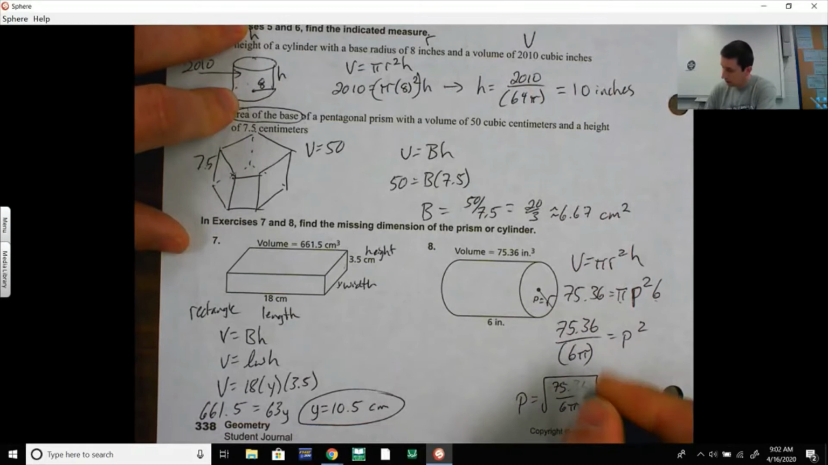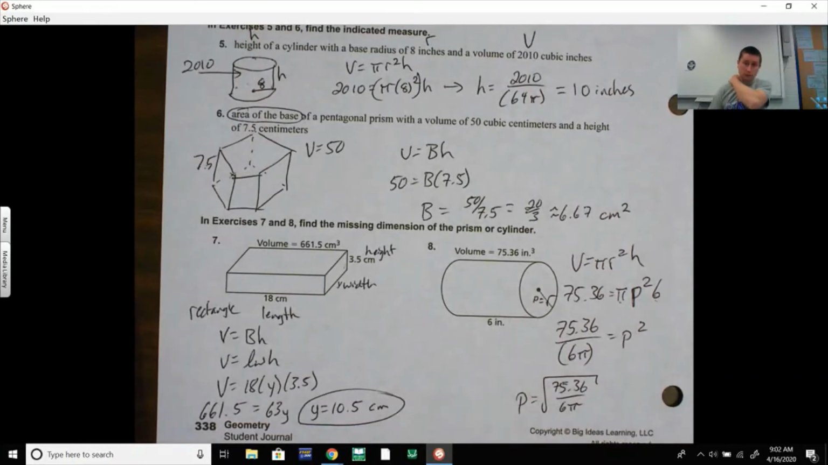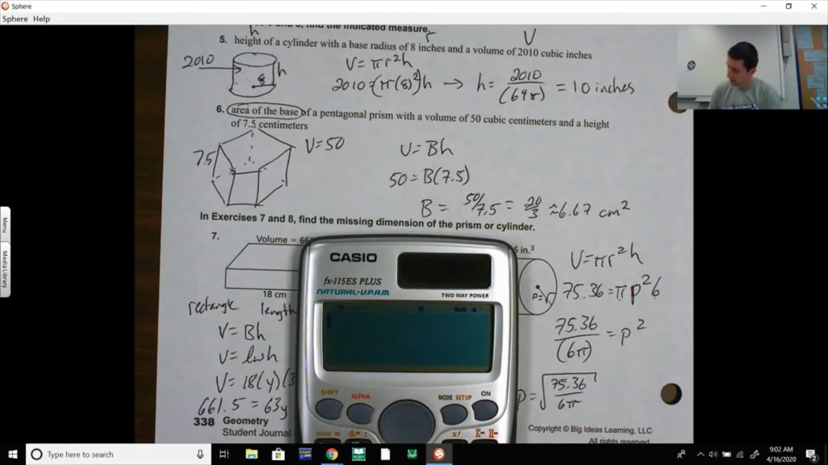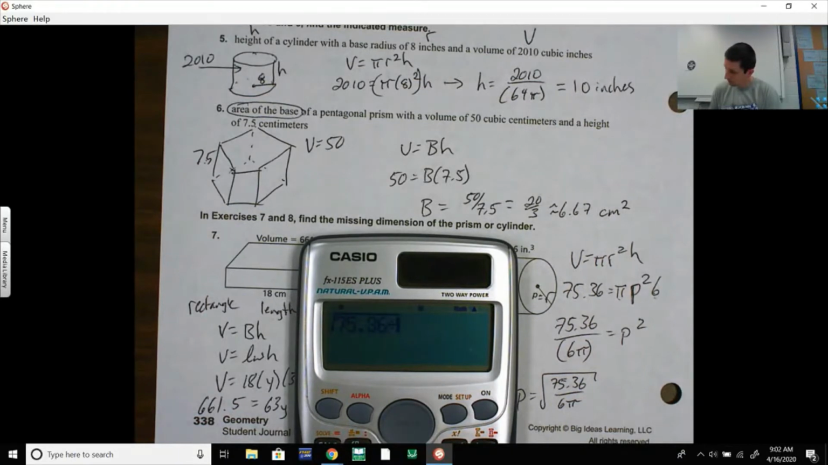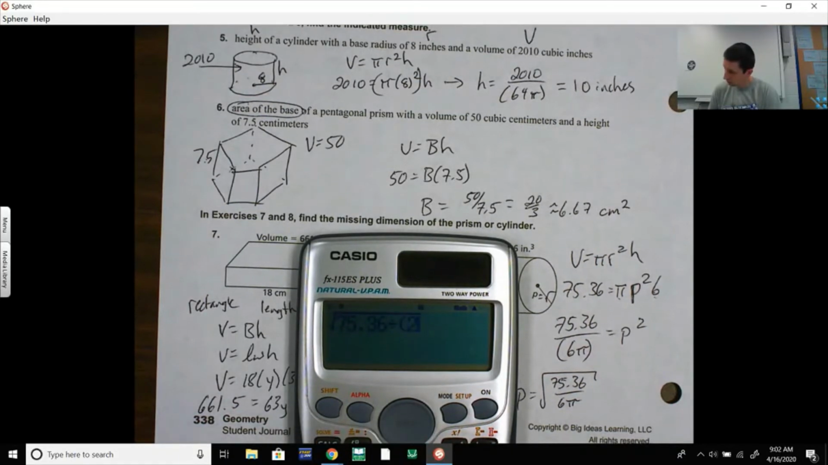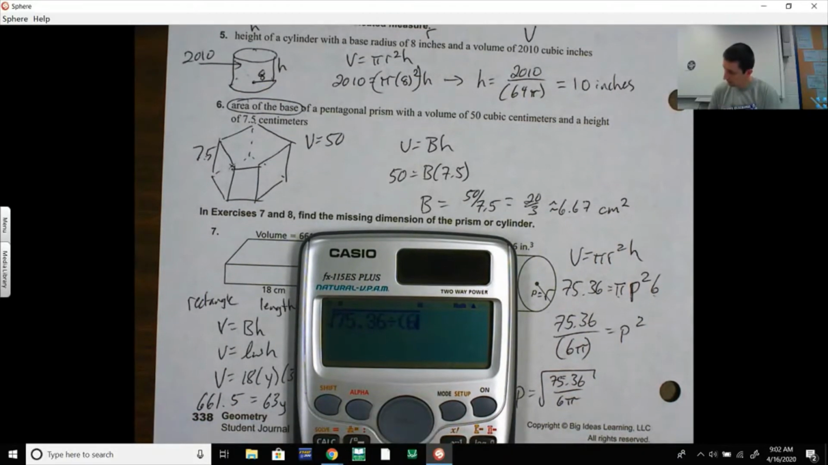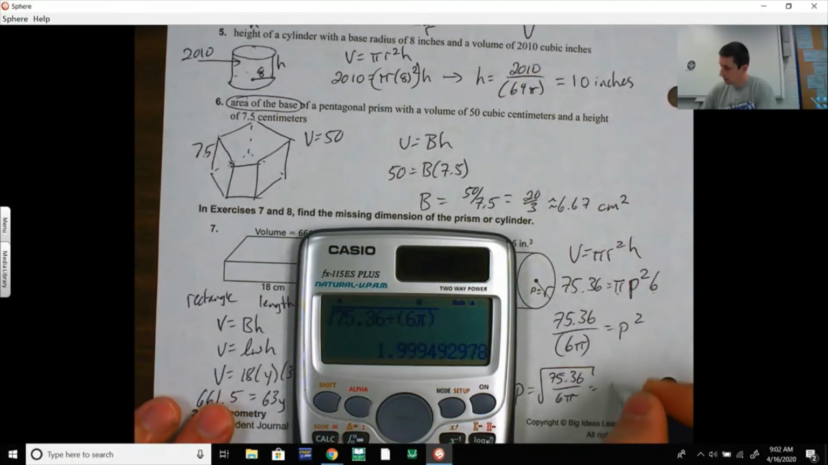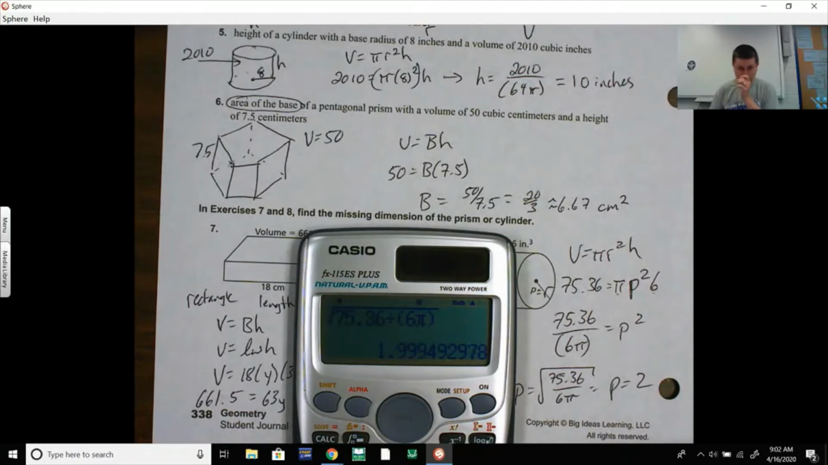If you can put that all in the calculator like that, you should get the right answer. If you're doing this piece by piece and you're rounding answers as you go along, you're going to be off by the end. So do not round answers until the end. Square root of 75.36 divided by the quantity 6 pi. And we get 2. So p equals 2. So the radius there would be 2.